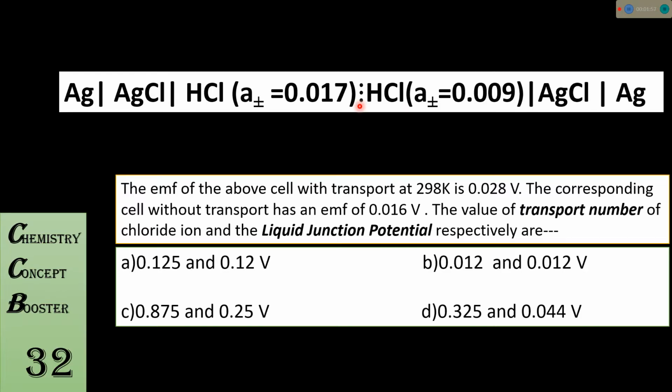So the cell is given. This is the right half cell. This is the left half cell. The mean ionic activity of HCl of this half cell is 0.09 and that is 0.17. This much data is given. Now we have to find the transport number of chloride ion and the liquid junction potential. So let's discuss the answer with details.